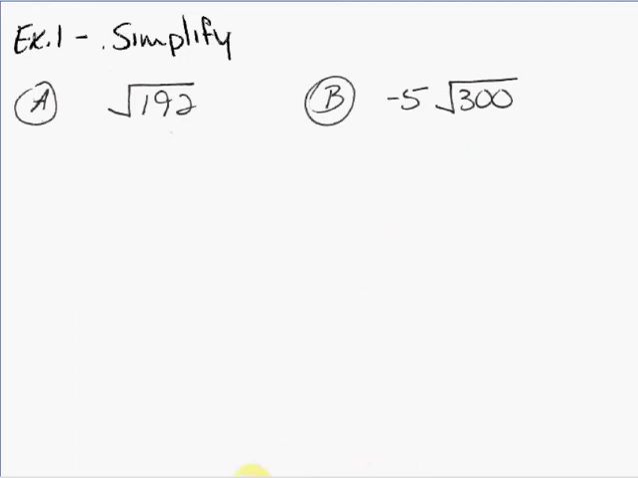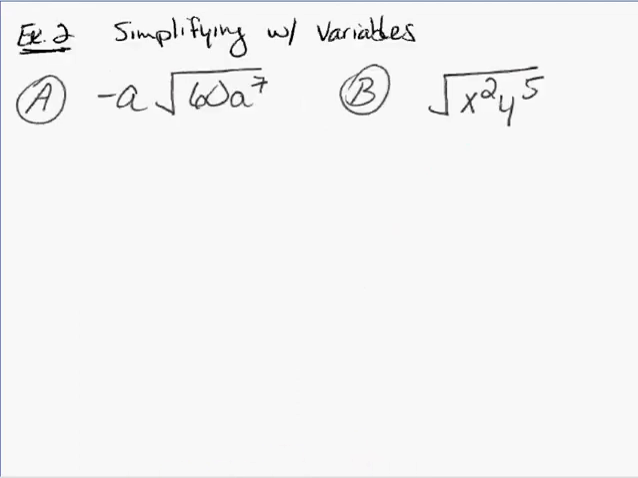Let's look at a few other problems. This time we're going to throw some variables in. Let's look at just this a to the 7th by itself for a second and think about what this means. It means a times a times a, 7 times. So I'm going to write out 7 times: 3, there's 6.